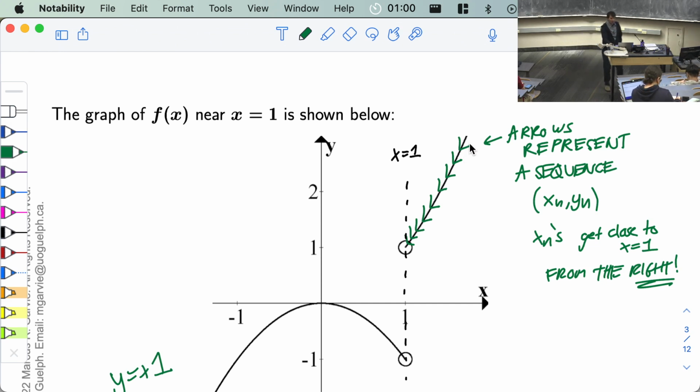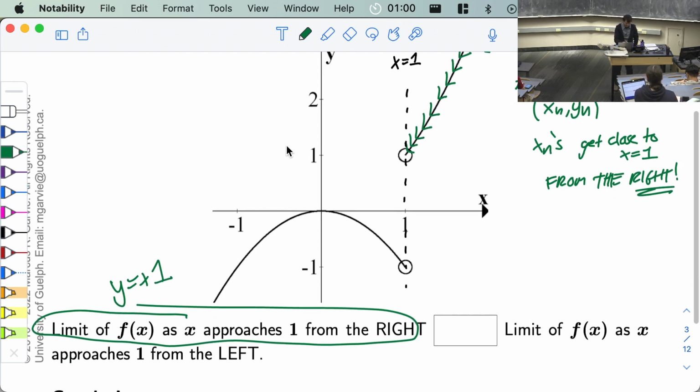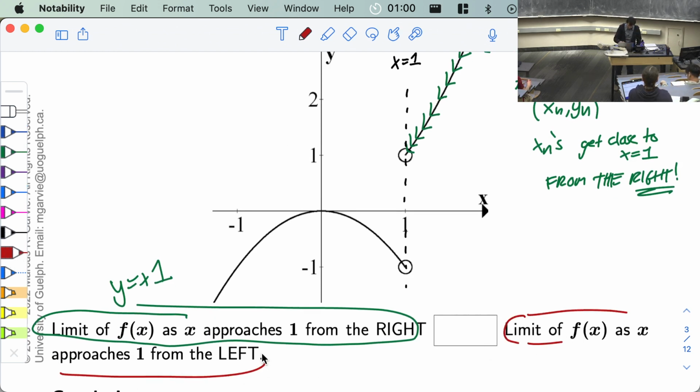On the other hand, if you go in from the left, you get something else. So the limit of f of x as you approach 1 from the left would be this sequence of arrows. Again, going in towards x equals 1, but from the other side. So this is xn's going to 1 from the left. And in that case, we approached y equals negative 1.